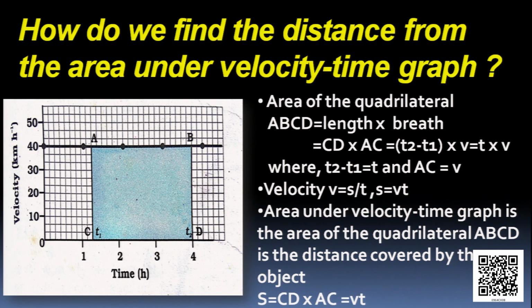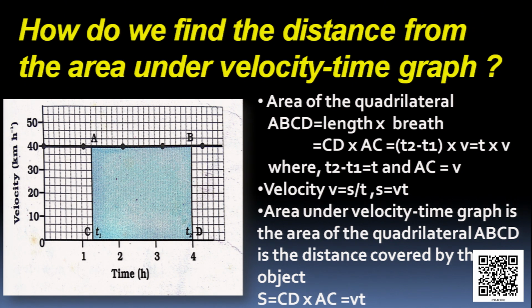Now you see, the velocity time graph is a straight line parallel to the x-axis, or parallel to the time axis. Then you take 2 points on this graph, A and B. Do you observe these 2 points on the graph? Yes, A and B are 2 points on the graph. Then from point A and from point B, you draw perpendiculars AC and BD on the time axis.